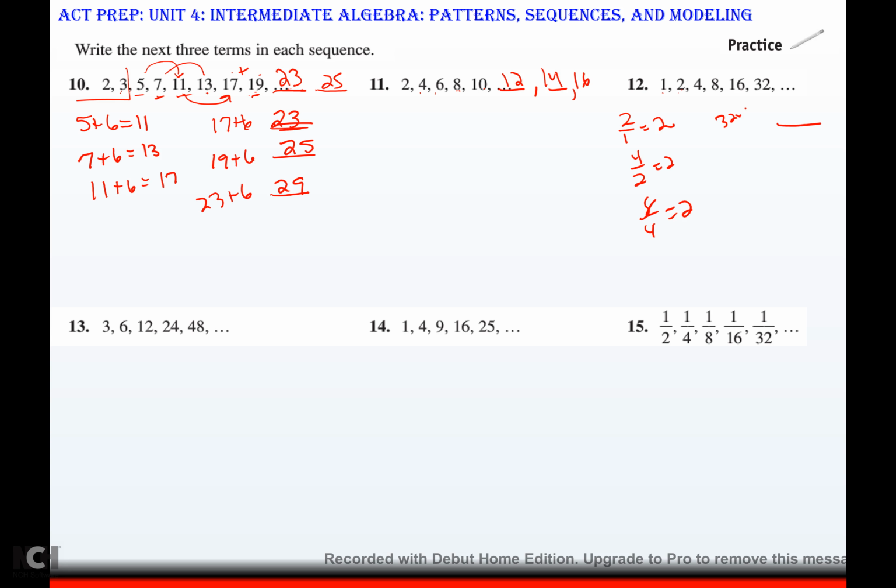So 32 times 2 would be 64. To get the next one, take 64 times 2 is 128. To get the next one, take 128 times 2 and you get 256.